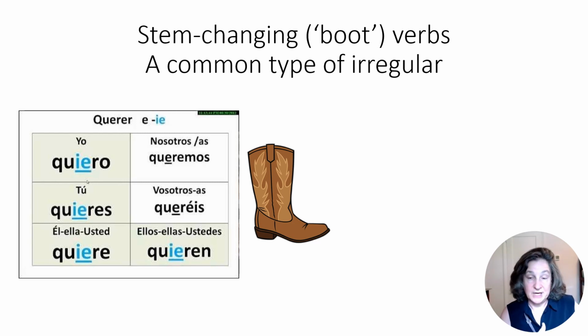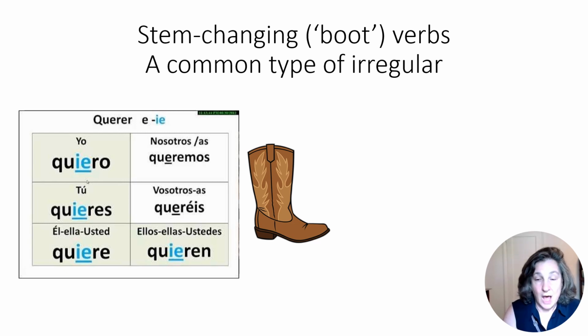Chapter 3 of our textbook introduces the verb querer, to want, and you can see that the E in the stem, so that's the first E in the verb, changes to an IE in the forms quiero, quieres, quiere, quieren. And notice that in all of those, that IE syllable is stressed. Whereas in nosotros and vosotros, the stress falls on the verb ending, queremos, queréis, so it doesn't show the same change. We call these boot verbs because the irregulars follow a kind of boot pattern.